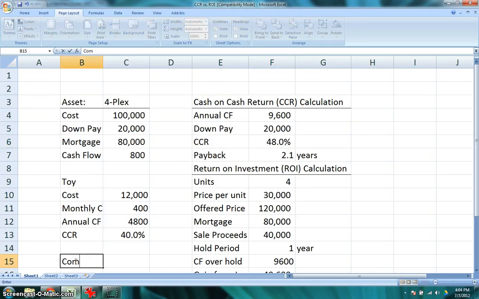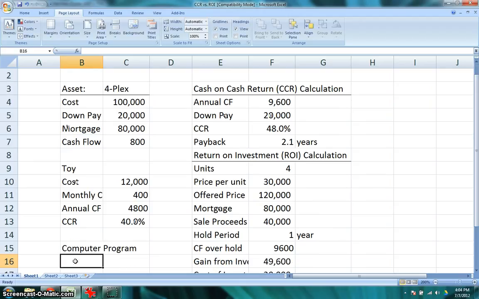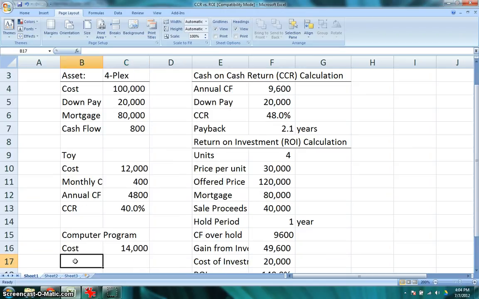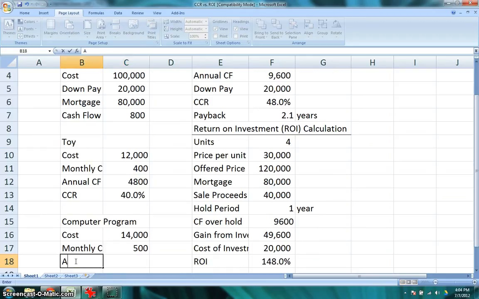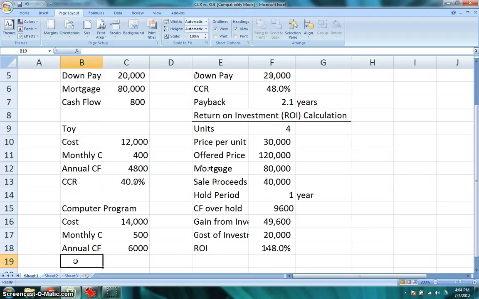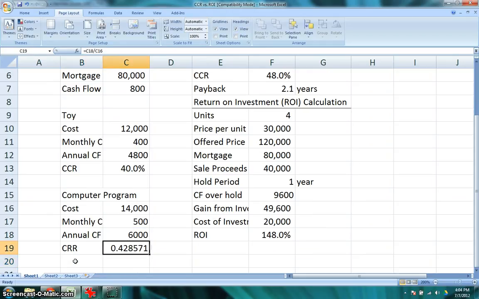So we'll put computer program. Cost was $14,000. Monthly cash flow was $500 per month. So annual cash flow is going to be 500 times 12, $6,000. So that would give us a cash-on-cash return of 6,000 divided by 14,000, which is a cash-on-cash return of 42.9%.